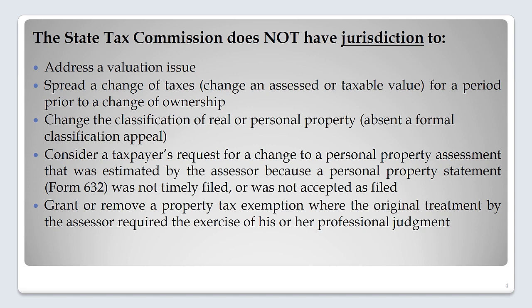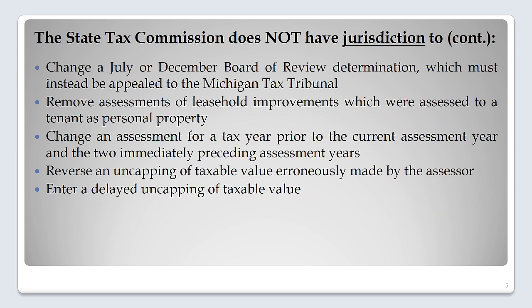grant or remove a property tax exemption where the original treatment by the assessor required the exercise of his or her professional judgment, change a July or December Board of Review determination, which must instead be appealed to the Michigan Tax Tribunal, remove assessments of leasehold improvements which were assessed to a tenant as personal property, change an assessment for a tax year prior to the current assessment year and the two immediately preceding assessment years, reverse an uncapping of taxable value erroneously made by the assessor, enter a delayed uncapping of taxable value.